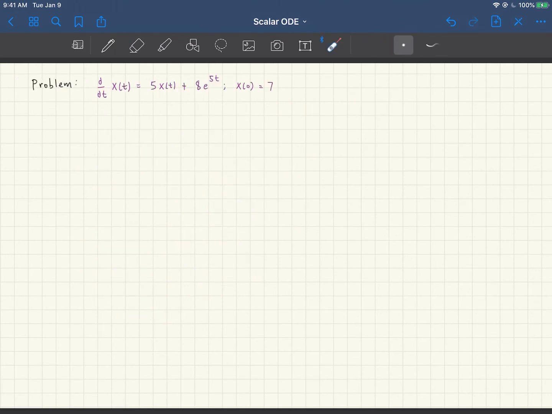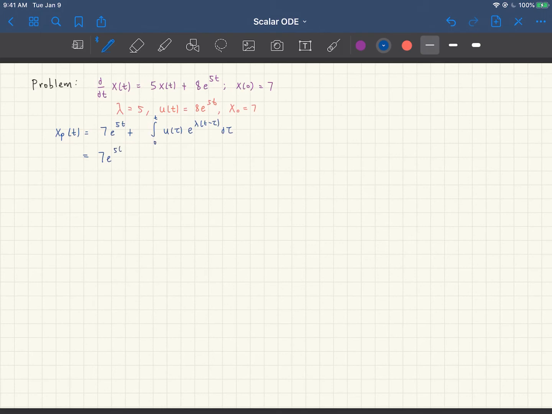The next example we're going to be looking at is dx dt is equal to 5x plus 8e to the 5t, and x sub 0 is equal to 7. So the first thing I'm going to do is identify what lambda, u, and x sub 0 are. Then I'm going to use my particular solution to say that xp of t is equal to 7e to the 5t plus the integral from 0 to t u of tau e to the lambda t minus tau d tau.